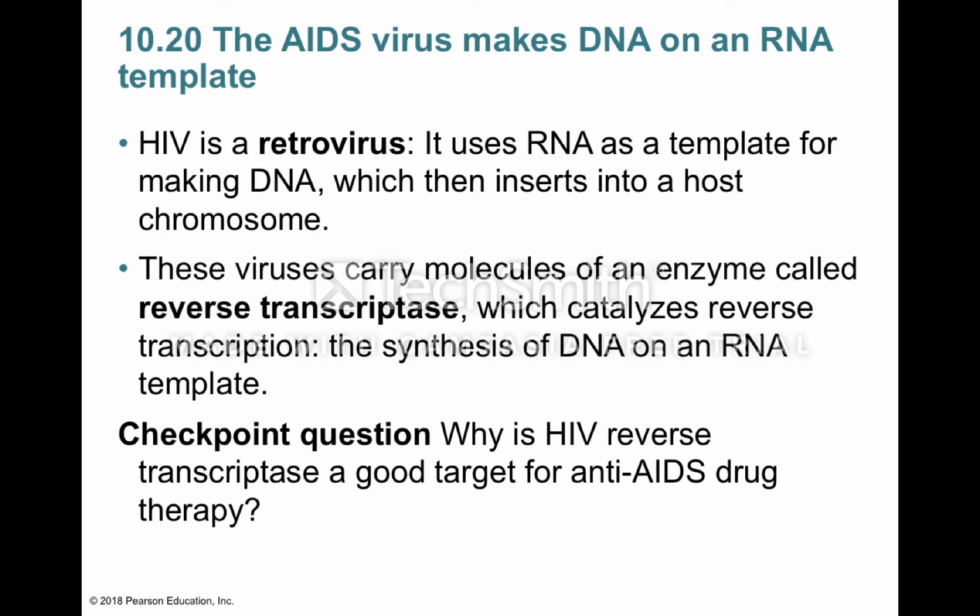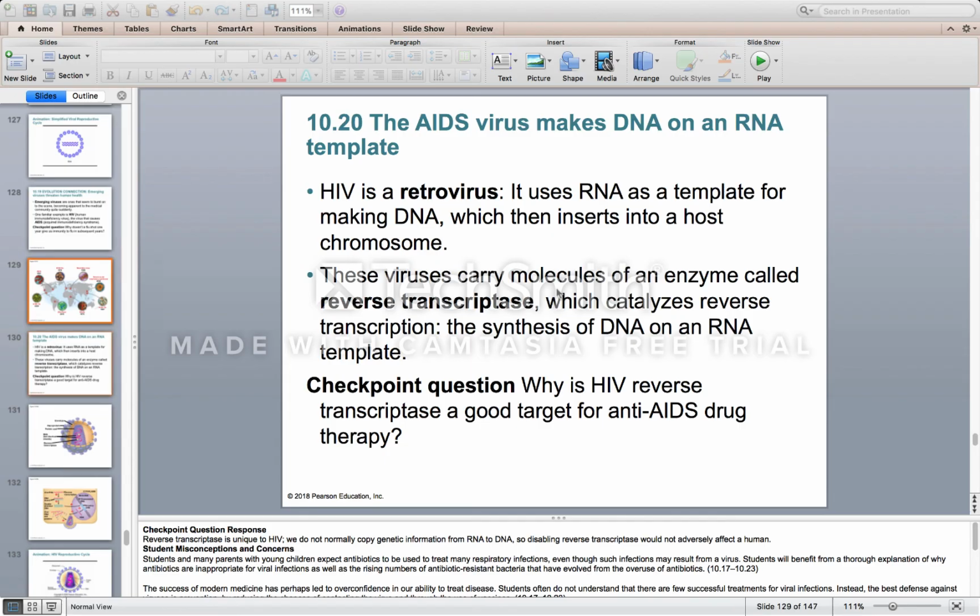These viruses carry molecules of an enzyme called reverse transcriptase, which catalyzes and speeds up reverse transcription, the synthesis of DNA on an RNA template. So checkpoint. Why is HIV reverse transcriptase a good target for anti-AIDS drug therapy? Because it's unique to HIV. We don't normally copy information from RNA to DNA, right? What do we do? From DNA to RNA. So disabling reverse transcriptase would not adversely affect a human.